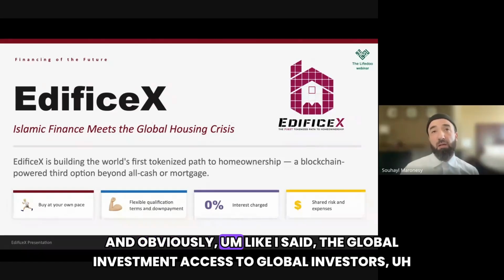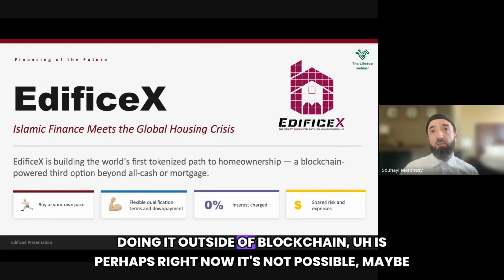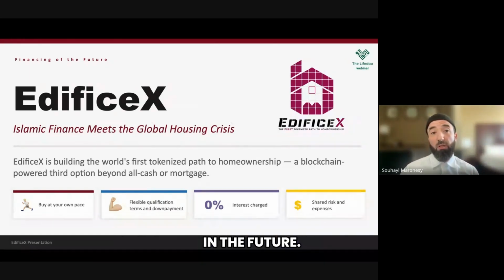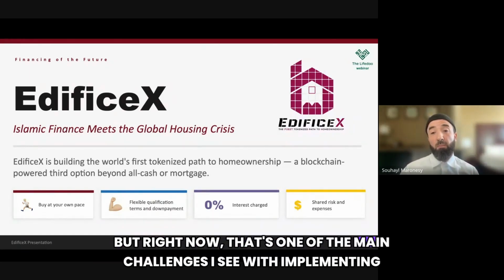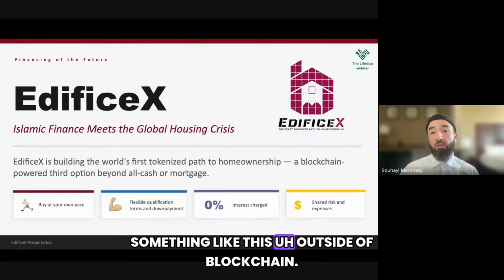And obviously, like I said, the global investment, access to global investors, doing it outside of blockchain, perhaps right now it's not possible. Maybe in the future, but right now that's one of the main challenges I see with implementing something like this outside of blockchain.